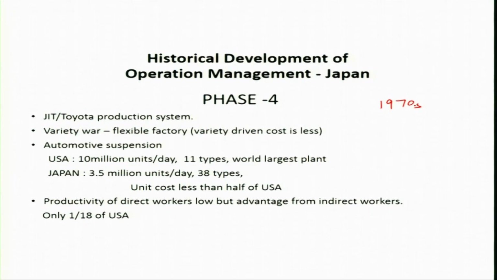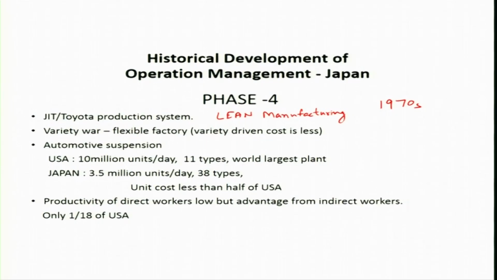The JIT production system, which is also called lean manufacturing. Toyota production system, this is also called lean manufacturing. So, now there is a variety war between various automobile players. They want to produce more variety to attract the customer. This is where you can find that there is a change from seller driven market to buyer's market.